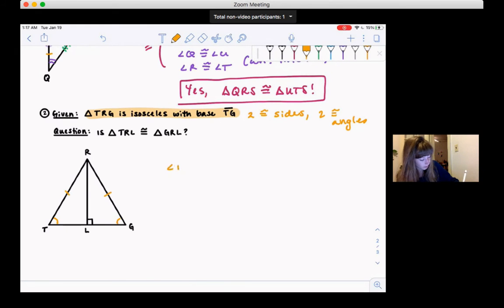Okay, so let's write that down. Angle T congruent to angle G, TR congruent to GR. And these both came from triangle TRG is isosceles.